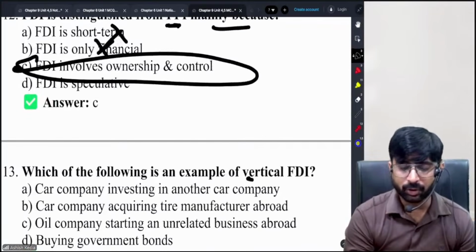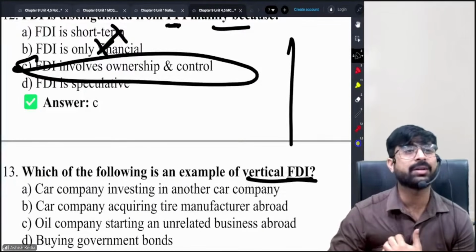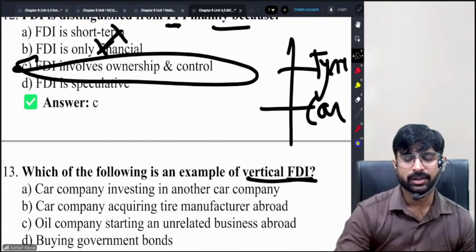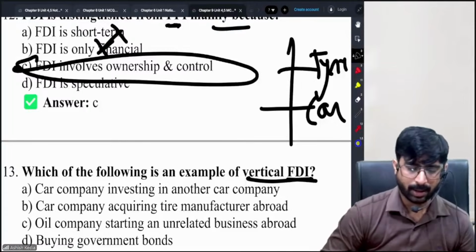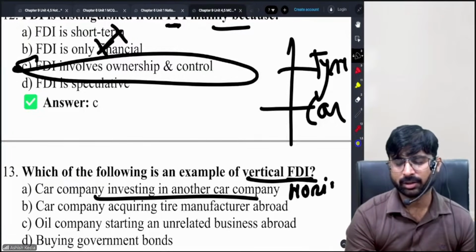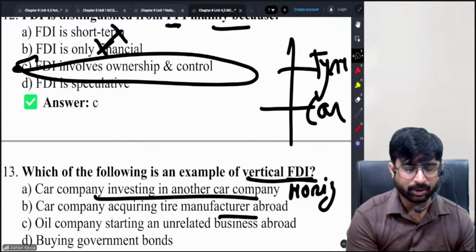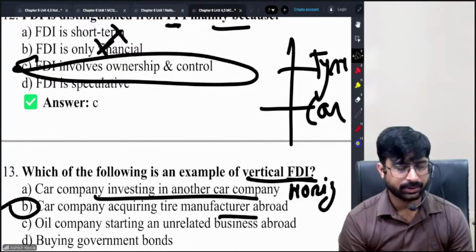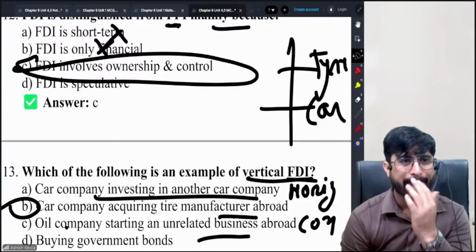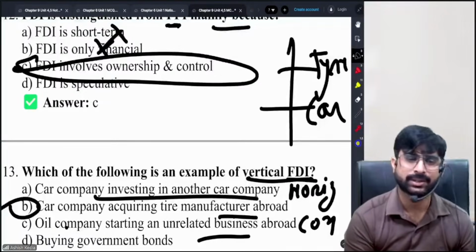Which of the following is a vertical FDI? Vertical FDI means not the same business, but in the same line of business. I give the example of car and tire. A car company investing in another car company: what is it? It's horizontal FDI. Car company acquiring a tire manufacturer abroad: vertical. Oil company starting an unrelated business: conglomerate. I explained the other types as well.